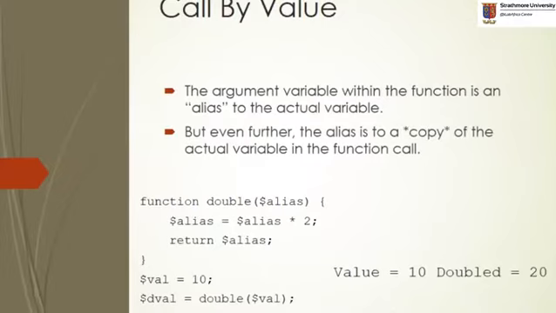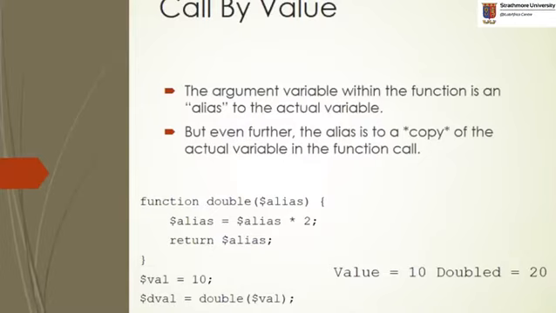You can either call it by value, or you can call it by reference. When you call a method by value, the variable within the function is an alias. That is to mean it is a copy. And that means whenever you call it, that's the one that is going to be changed, but the actual value is not changed.